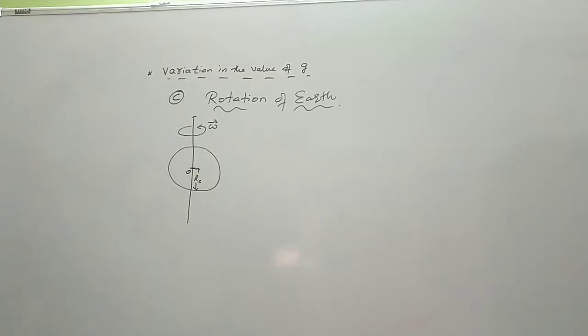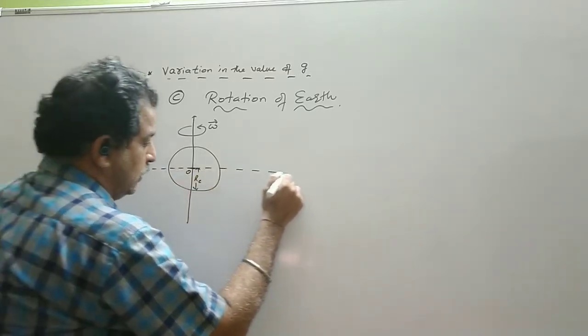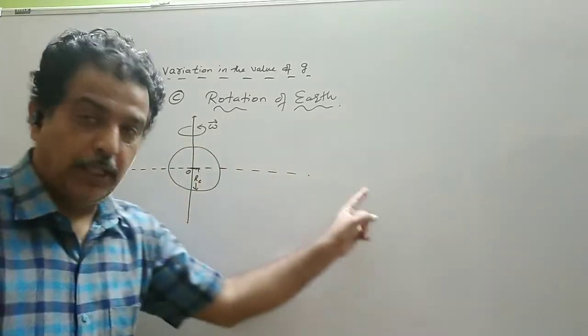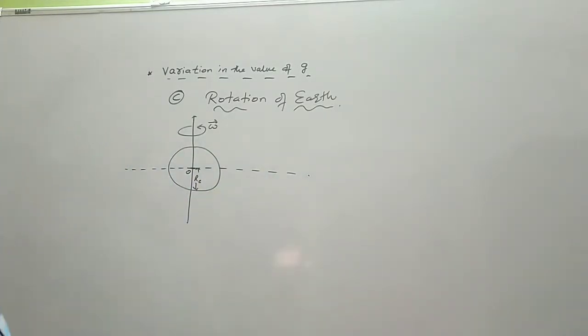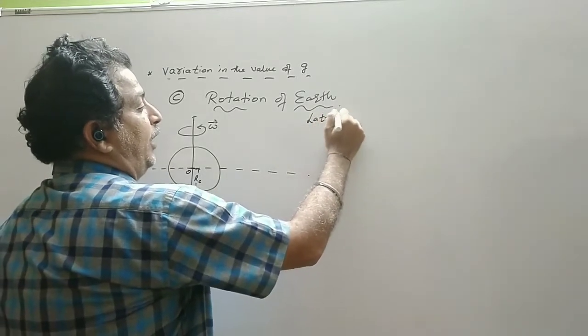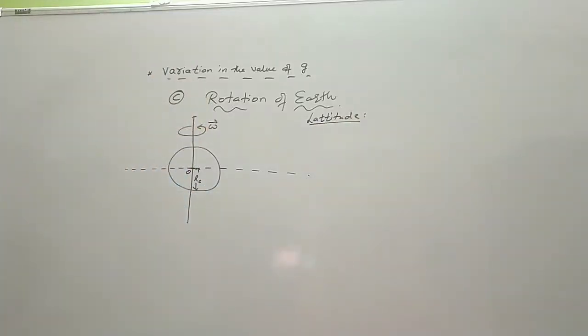Now this is the equatorial line. We can draw an equatorial plane also here. So this is the equatorial line. Now first we have to define what is latitude. Every place has a different latitude, so we have to define the latitude.